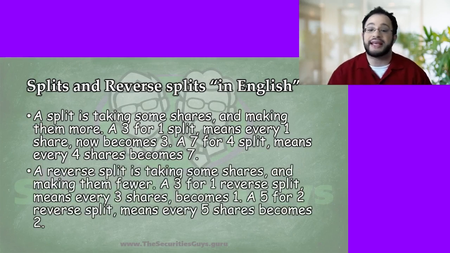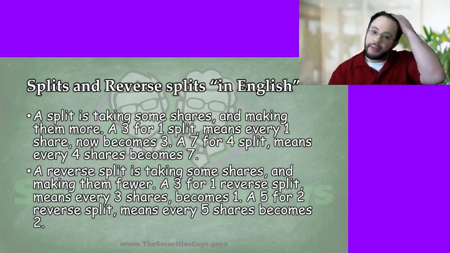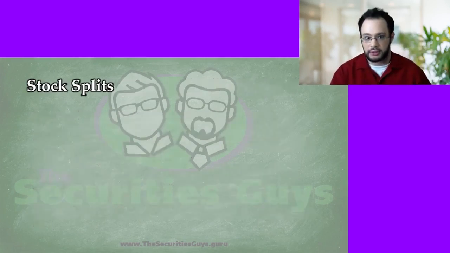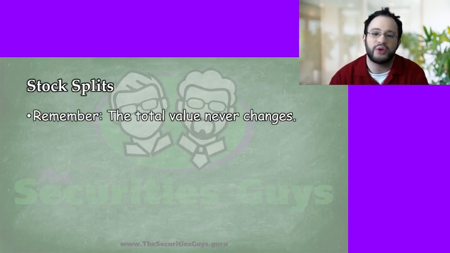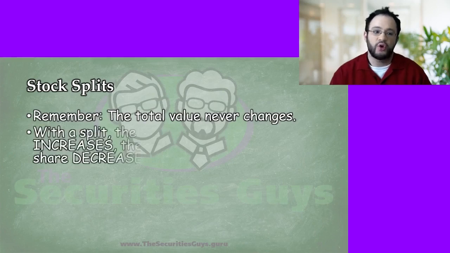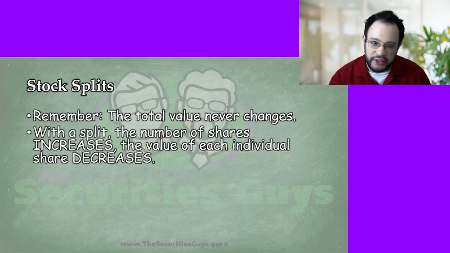A reverse split is taking some shares and making them fewer number. A 3-for-1 reverse split means every 3 shares becomes 1 share. A 5-for-2 reverse split means every 5 shares now becomes 2 shares. Stock splits. We must remember the total value never changes. With a split, the number of shares is increasing. The value of each share then is decreasing.